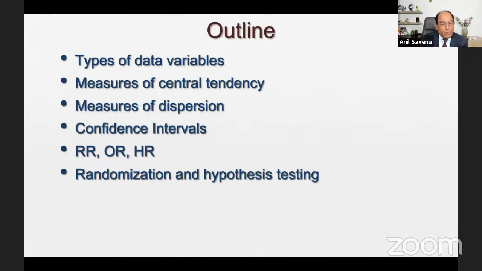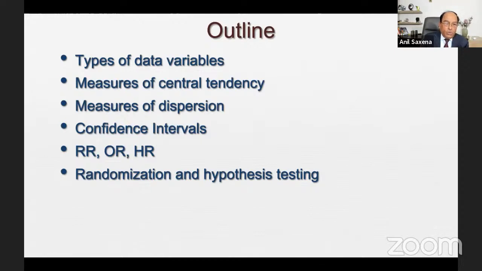Then I'll talk about the concept of confidence intervals, and what relative risk, odds ratio, and hazard ratio are. Now, these three things we keep reading in all the research papers. And many of us are confused about what exactly is the difference between relative risk, odds ratio, and hazard ratio.